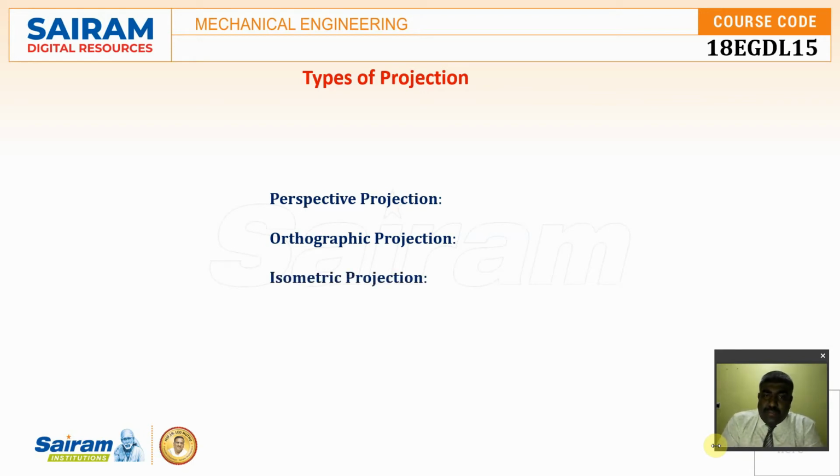The last one will be isometric projection, which is also a type of orthographic projection where you're going to get a three-dimensional view of an actual object, and the scale will be reduced to isoscale.